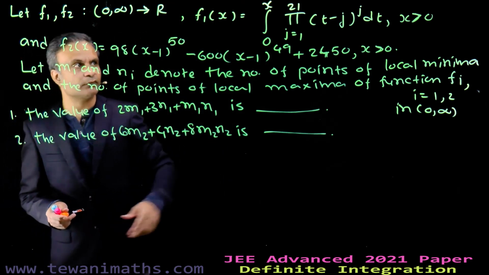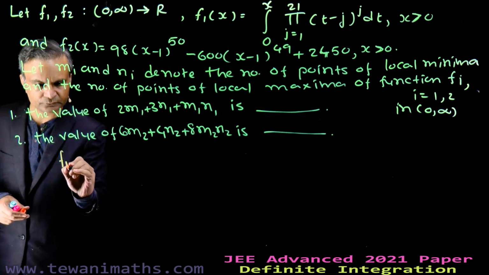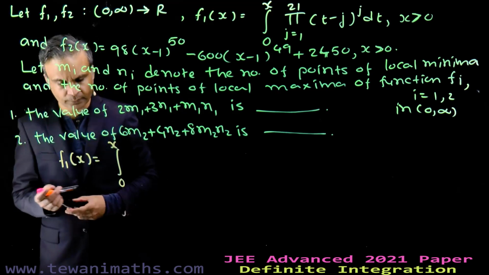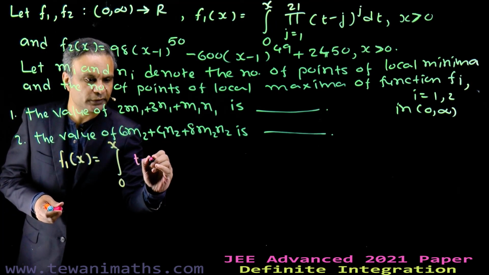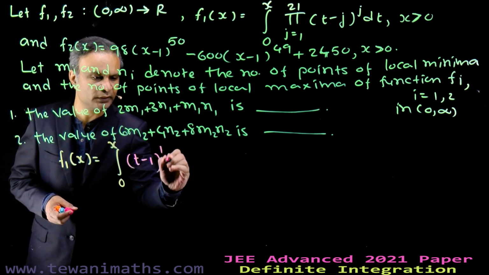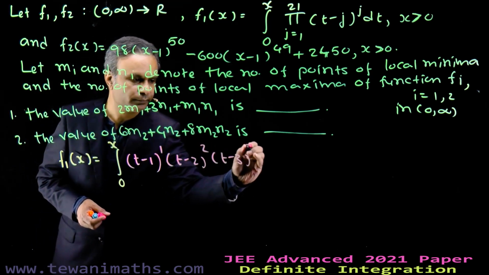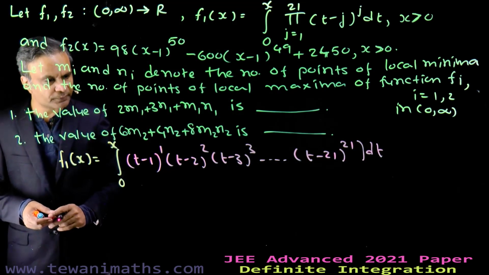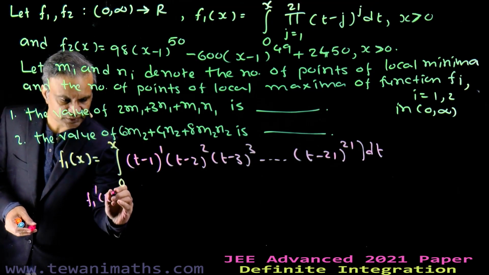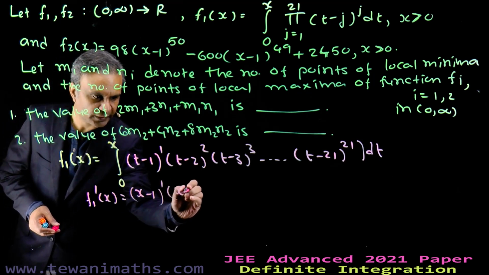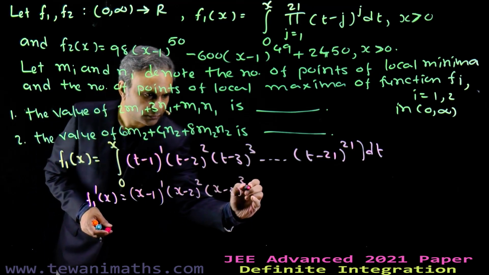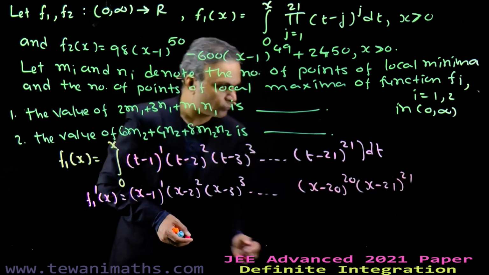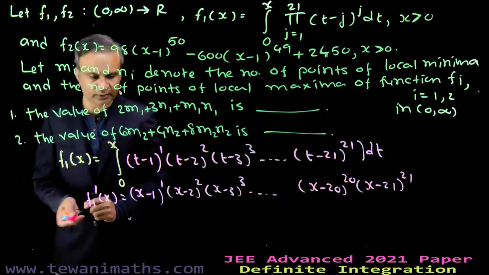For that we differentiate the function. We first write this product. What is f1(x)? f1(x) is the integration of the integrand function (t minus 1) power 1, (t minus 2) power 2, (t minus 3) power 3, up to (t minus 21) power 21. Now we differentiate this. Simply replace t with x. We get f1 dash x is equal to (x minus 1) power 1, (x minus 2) square, (x minus 3) cube, and so on up to (x minus 20) power 20 into (x minus 21) power 21. For points of maxima and minima, we equate this derivative to 0.